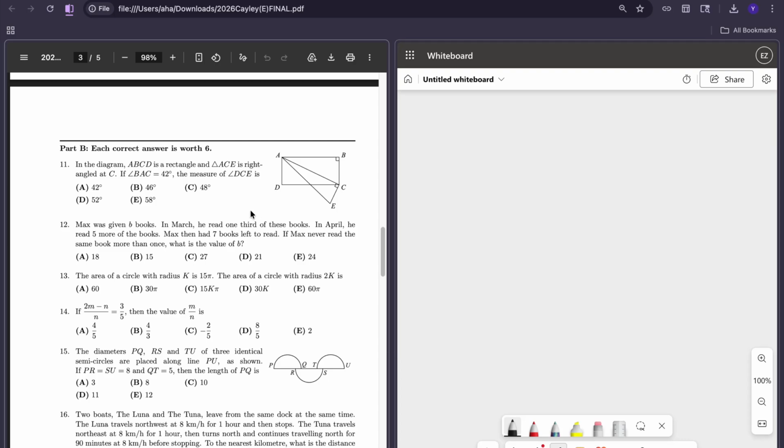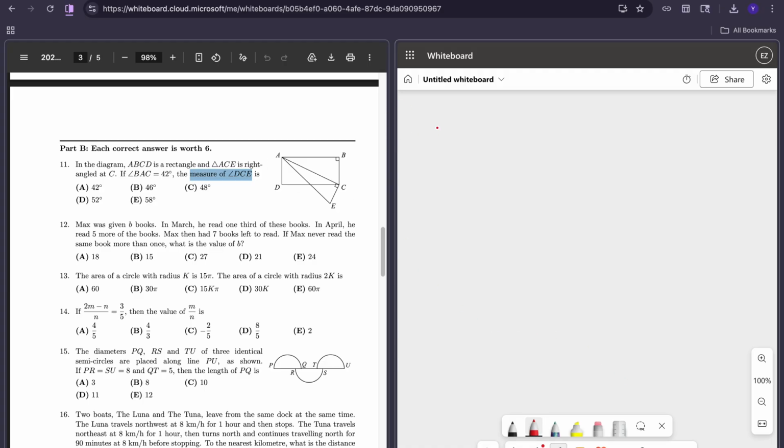Here is 2026 Cayley Part B, 11. In the diagram, ABCD is a rectangle, and triangle ABC is right angled at C. If angle BAC equals 42 degrees, the measure of angle DCE is what? This one is really simple.